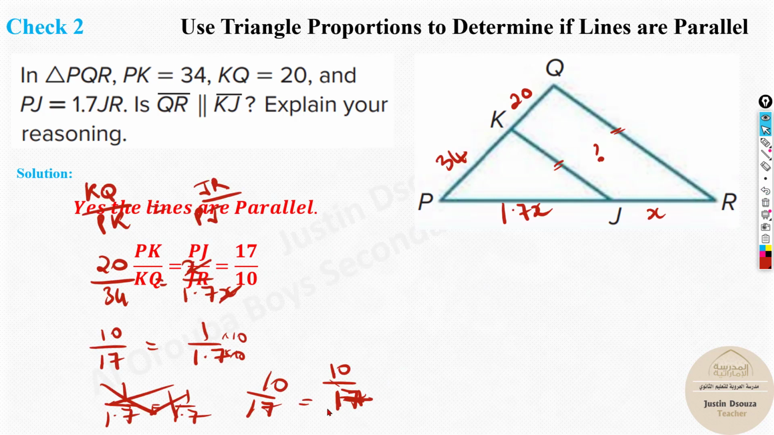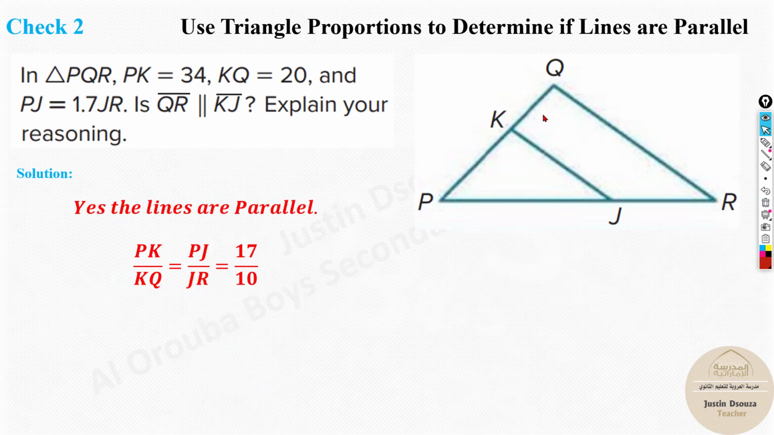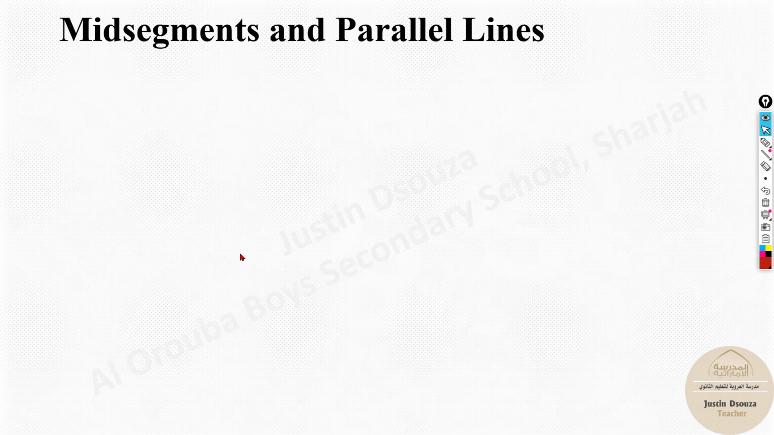Now what we got is 10 by 17. Here it's taken the other way around. It's fine, it doesn't matter, as long as you get equal dimensions or equal values on both sides. So that's the thing. These lines are parallel, yes, because the proportionality is equal.